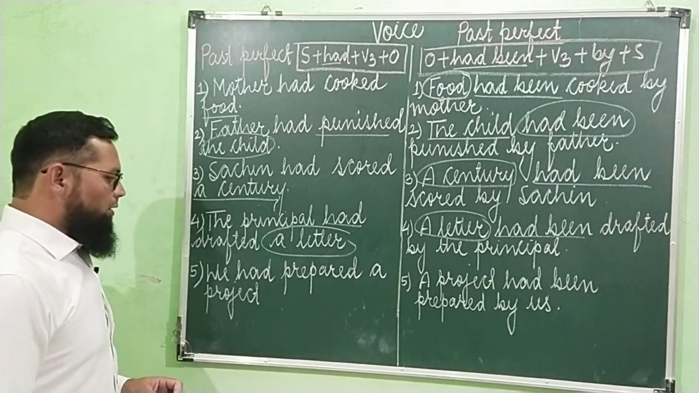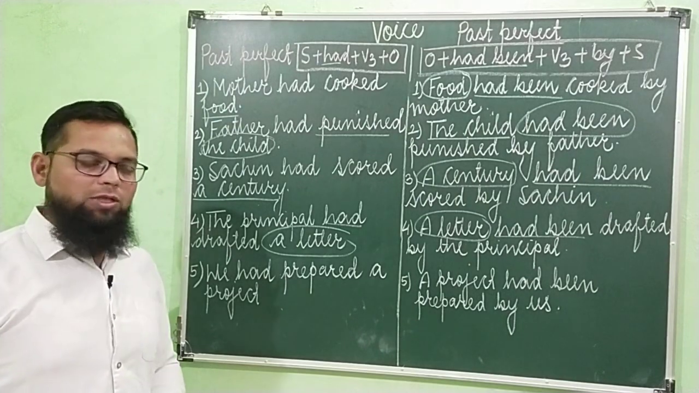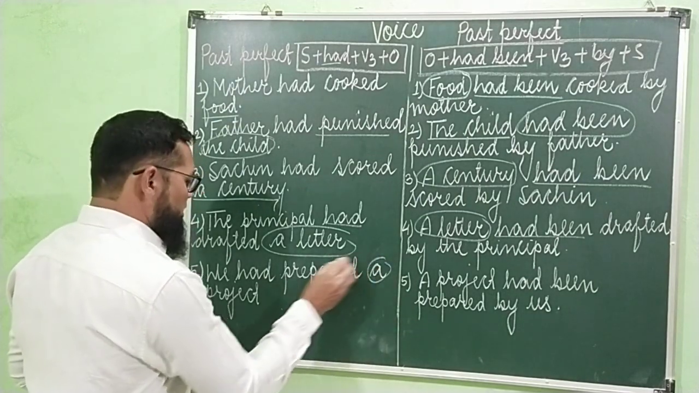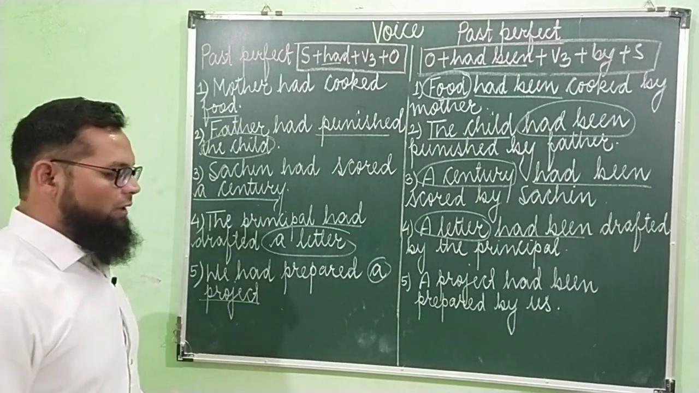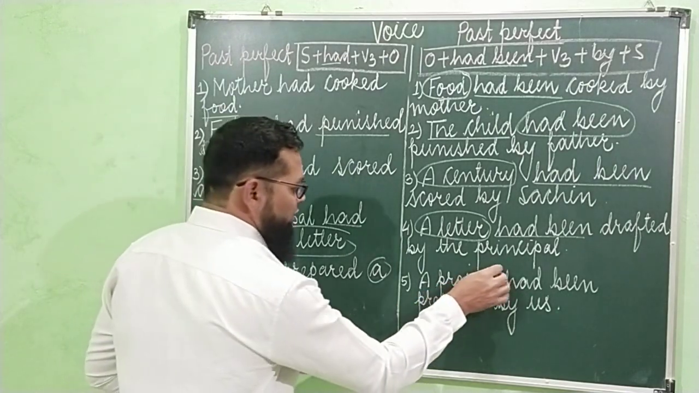The next example, we had prepared a project. So in the fifth sentence, what is the object? A project is the object. So let's begin the passive voice sentence with the object. So here I have written a project.